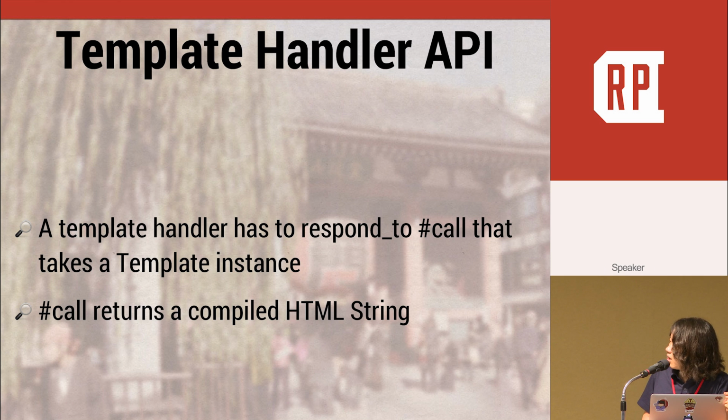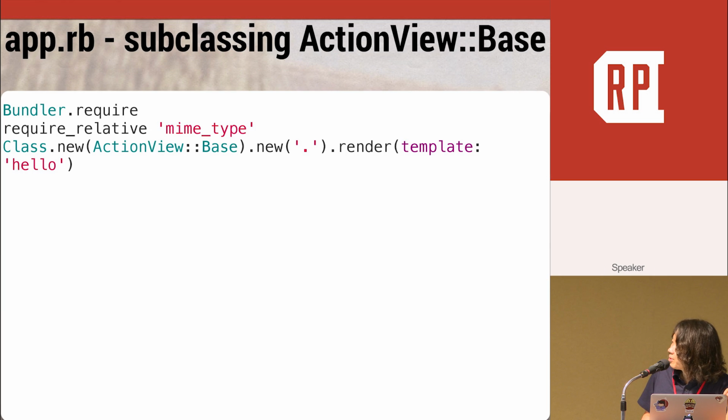So this is the template handler, how the handler works. It has to respond to call, a method called call that takes a template instance, and the call method returns compiled HTML string, which is very simple, like Rack, I think. So the actual code should be like this. Instead of directly using ActionView, just create a subclass and call render with template. This is what is happening inside Rails, right?